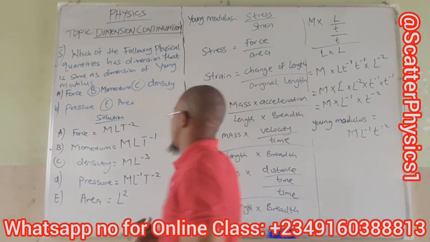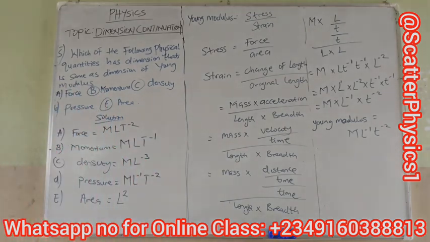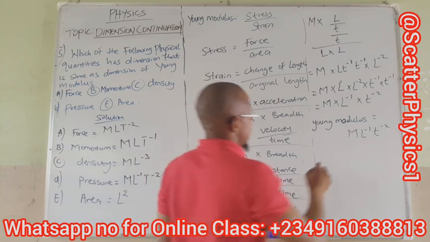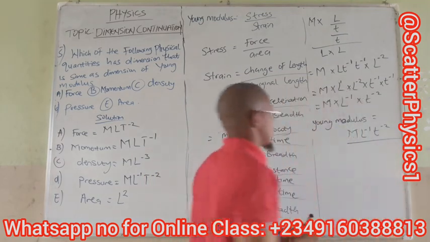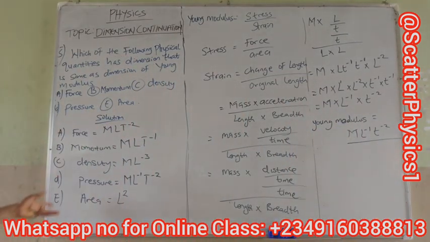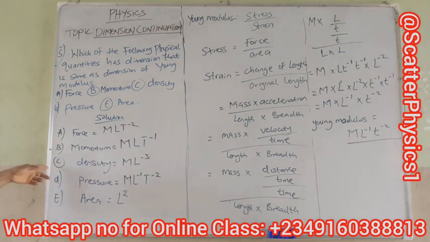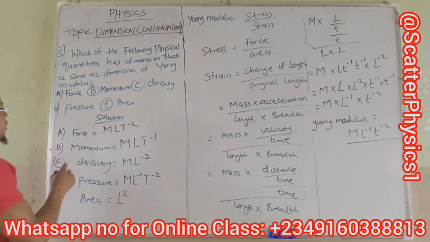If we look at the dimension of Young modulus that we got, and compare it with the listed dimensions that I have here, you will see that it has the same dimension as pressure. So the answer is D.